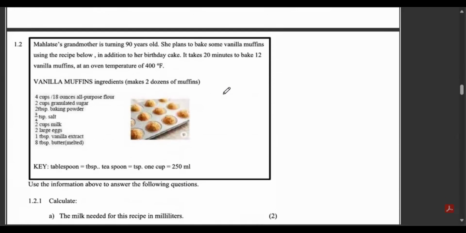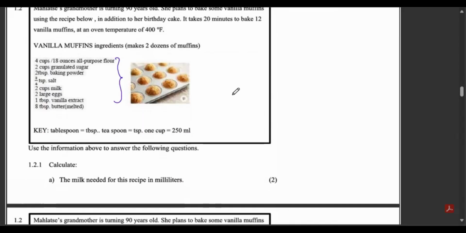Okay, let's look at this other one here. The person's grandmother is turning 90, and she plans to bake some vanilla muffins using the recipe below, in addition to her birthday cake. It takes 20 minutes to bake 12 vanilla muffins at an oven temperature of 400 degrees Fahrenheit. These are the ingredients that you need. They're telling us to calculate the milk needed in milliliters.